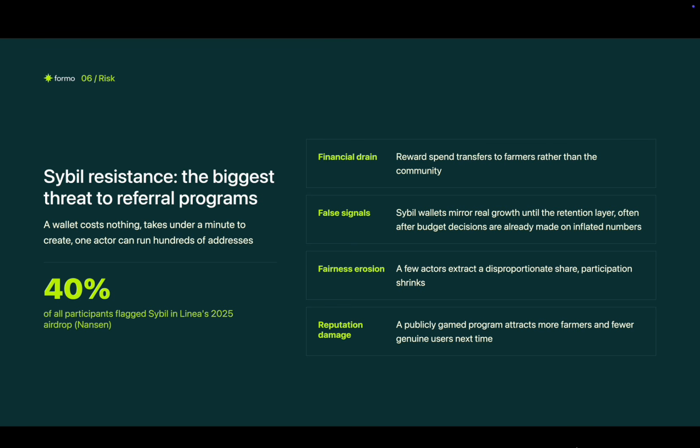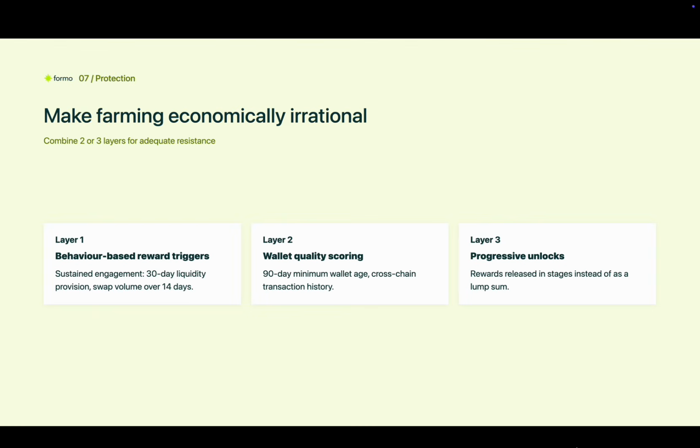Genuine participants can see a small number of actors extracting a disproportionate amount of the rewards. And finally, reputation damage. Once a program becomes known for being easy to exploit, it can attract even more farmers. The aim isn't to eliminate every Sybil wallet. The aim is to make farming economically irrational. A strong approach combines multiple layers of protection.